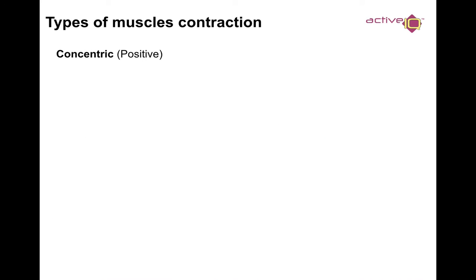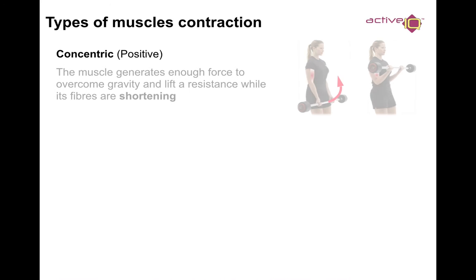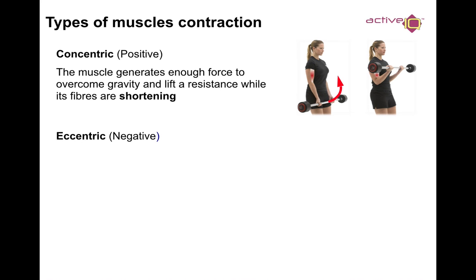Now we've got a variety of muscle contractions. We have concentric, which is positive. The muscle generates enough force to overcome gravity and lift the resistance while its fibers are shortening. Again, a perfect example of that would be a bicep curl, which is what you're seeing the young lady doing on the right hand side of your screen there. So that's a concentric contraction.